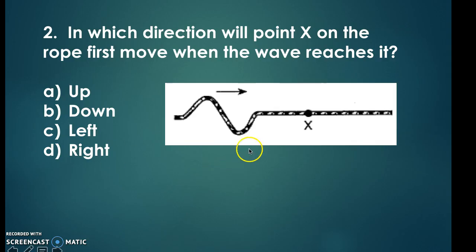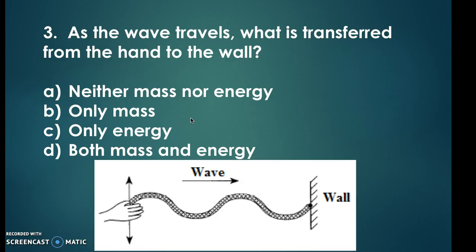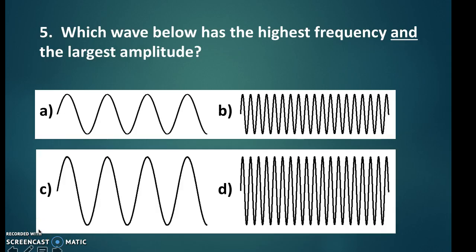And for this wave, when the wave reaches point X, is point X going to move up, down, left, or right first? We move down first, and then it will go back up, and then it will return to its original position. As this wave travels, what's transferred from the hand to the wall? It would just be the energy of the wave. The mass of the rope just moves up and down. And finally, which of these waves has the highest frequency and the largest amplitude? It would be wave D right here.